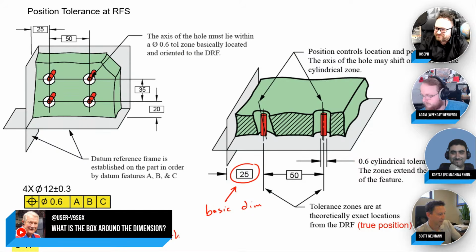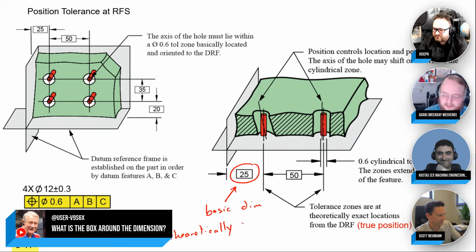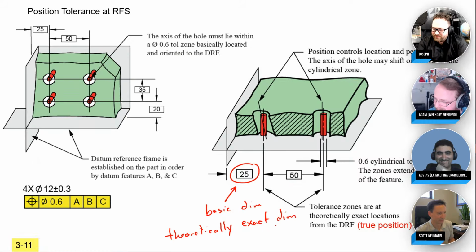ISO, I think, really nails it. They call it a theoretically exact dimension. I like that term. That's really cool. They call it the TED, right? The theoretically exact dimension, like where it's supposed to be. And the purpose of those is to tell you where perfect location is. Like, what's perfect? What do I aim for? It's basically where the dartboard is on the wall. It's at 25 millimeters and 20 millimeters from the floor and the sidewall.